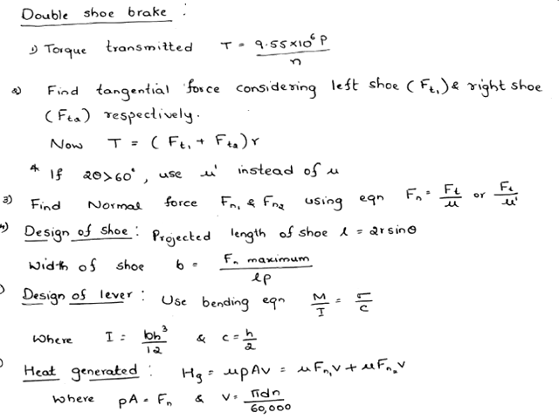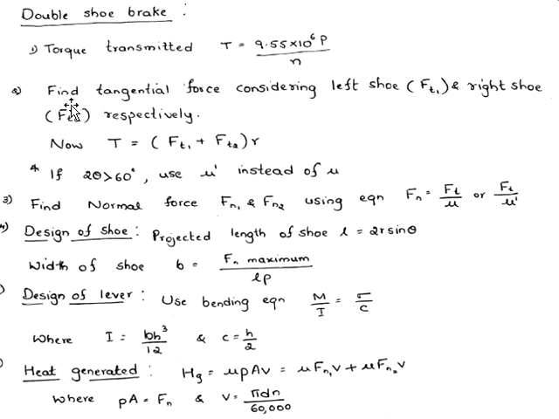Design procedure. In the first step, calculate the torque transmitted using the equation 9.55 into 10 raised to 6 P by N. Here P is power transmitted and N is RPM of the drum.